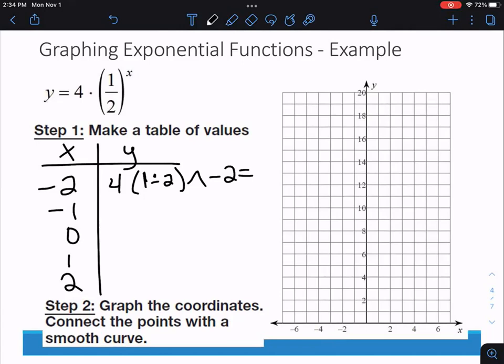So for this one, you should be getting a y value of 16. So no need to be alarmed here. Since our b value here is 1/2, I should start out with high numbers and then I should level out as I go to the right.